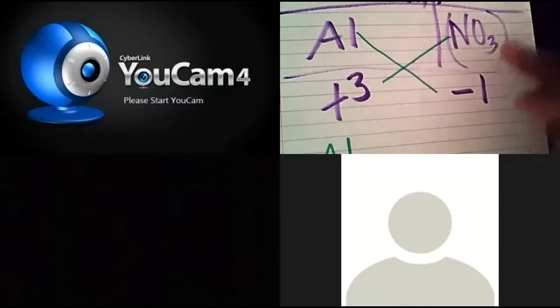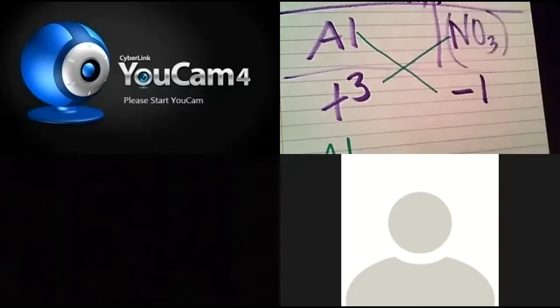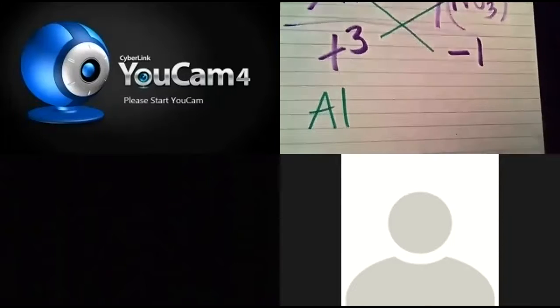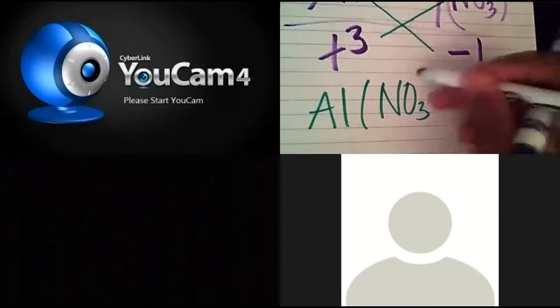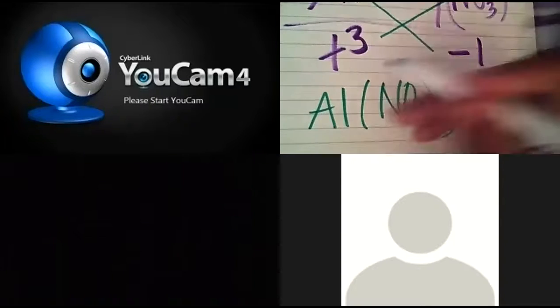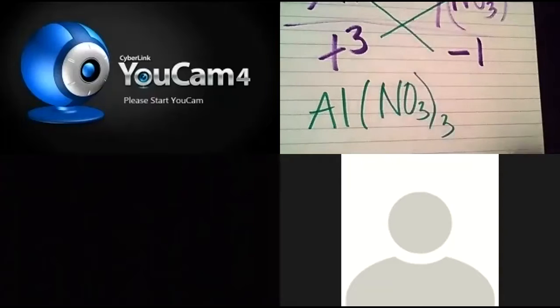But guess what? That entire compound must go in parentheses. So you're gonna end up writing NO3 in parentheses, and then a 3 on the outside from the charge of aluminum, because they're swapping. So then this becomes aluminum nitrate, okay? Aluminum nitrate.